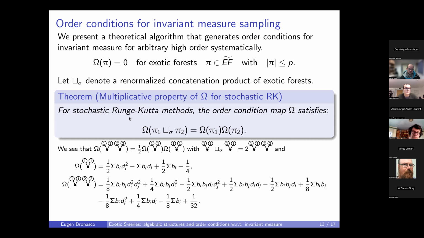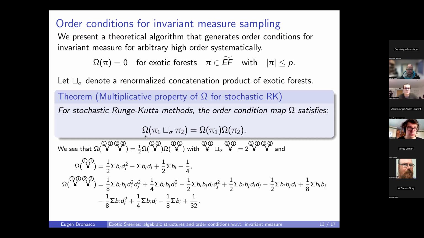So for stochastic Runge-Kutta methods, the order condition map omega satisfies the following. Omega of the concatenation of pi1, pi2 is equal to omega of pi1 times omega of pi2, which means that if we have an order condition omega of pi1 which is satisfied, which is the same as omega of pi1 being equal to 0, then omega of the concatenation is equal to 0, which means that the order condition is satisfied.